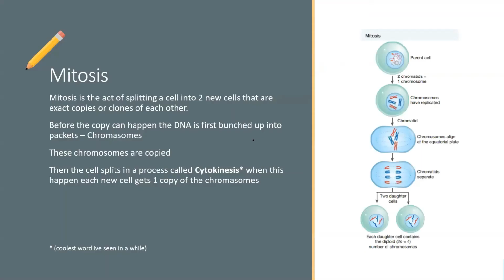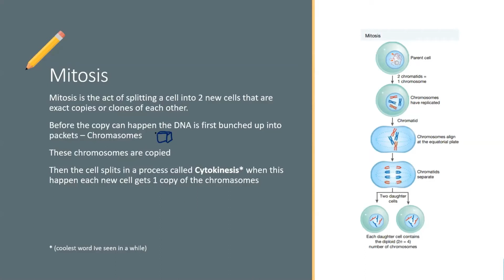Mitosis is the act of splitting a cell into two new cells that are exact copies or clones of each other. Now, before the copy can happen, the DNA is first bunched up into packets, chromosomes. We keep saying this. Remember, this is why we use that picture of a box. Before we ship out the chromosomes, we want to wrap them up into a small little container.